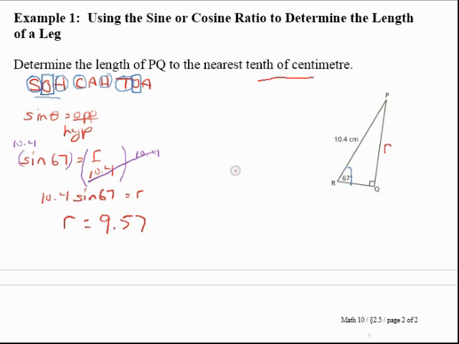And the question asked us to the nearest tenth of a centimeter, so we are going to say PQ equals 9.6 centimeters. And we need to ask if that is reasonable. So we need to look at the angle and say, does that look like a 67-degree angle? Yes, it does. So if the hypotenuse is 10.4, does that line look like 9.6? Is that a reasonable number for that? Yes, it is. So we're done.